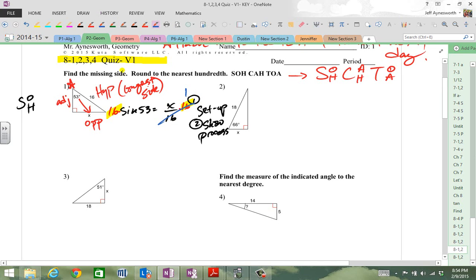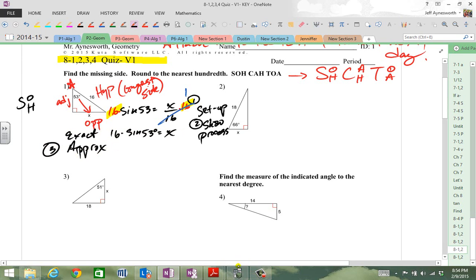All right, and you get the exact answer: 16 times the sine of 53 degrees is equal to x. That's called the exact answer, and that's what you're looking for. And then you go to step 3. You get the approximation. How do you do that? You use a calculator, right?